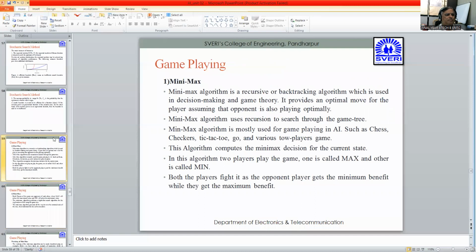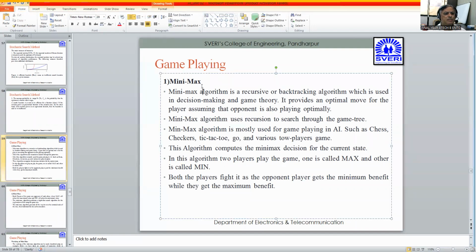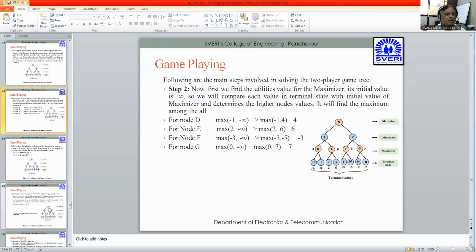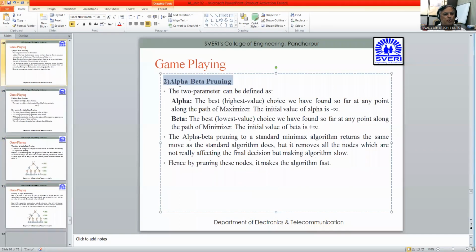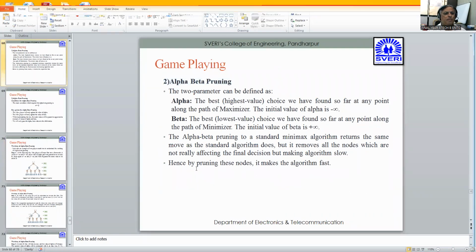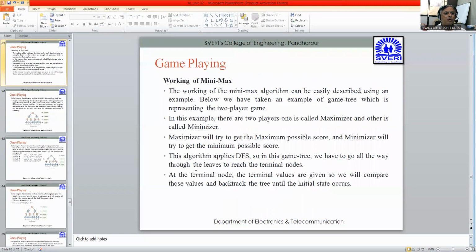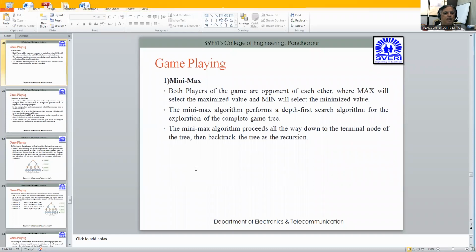I'll just give you a little idea about what we are going to see in the next lecture, which is nothing but game playing. How is this artificial intelligence useful in game playing? Because nowadays you find that very intelligent games are coming out. So how is this AI entering into these games? We are going to see two methods under this. One is called minimax and the other is called alpha beta pruning. These two algorithms will help you understand how game playing comes into the picture.